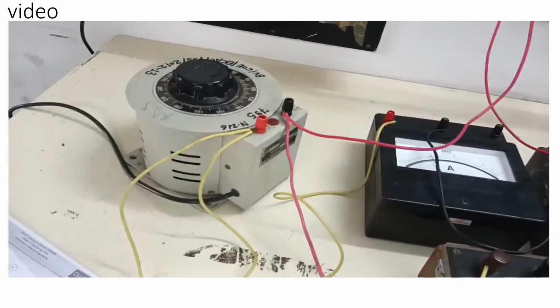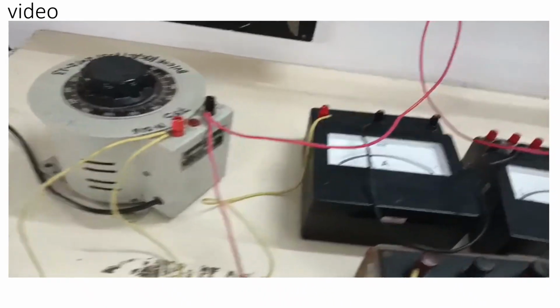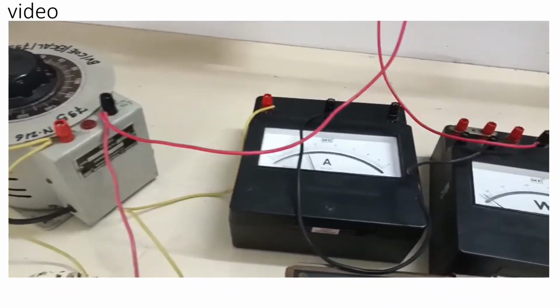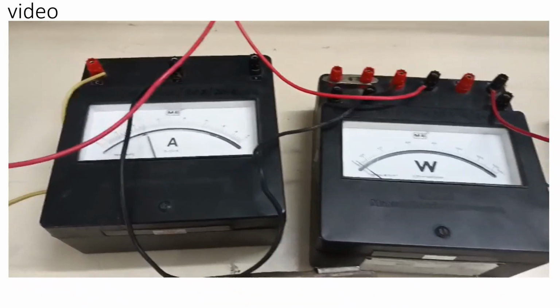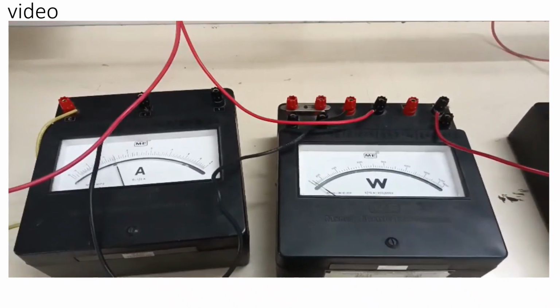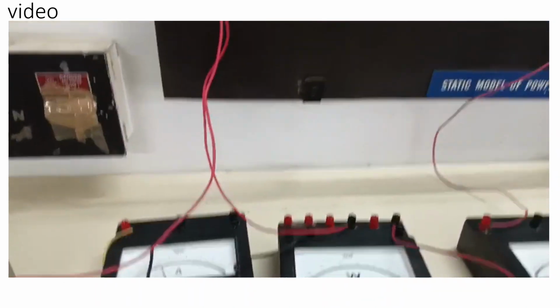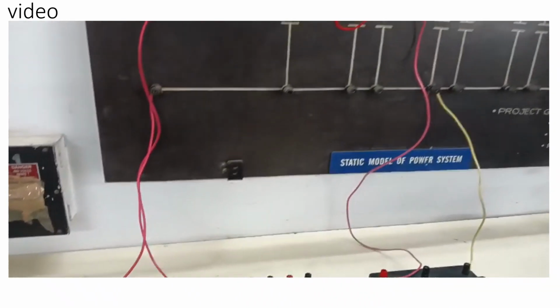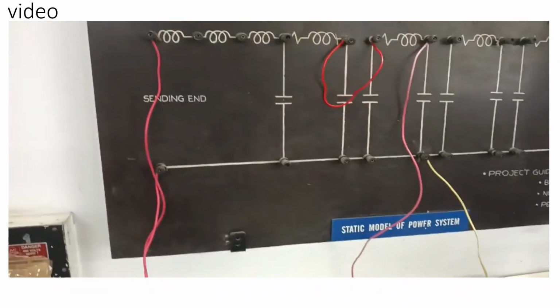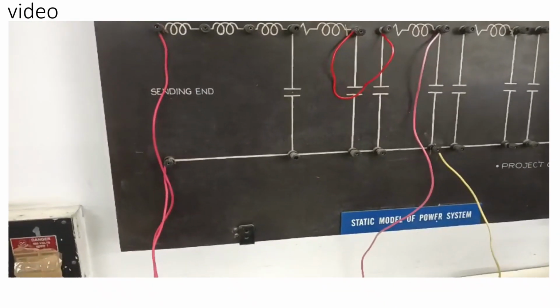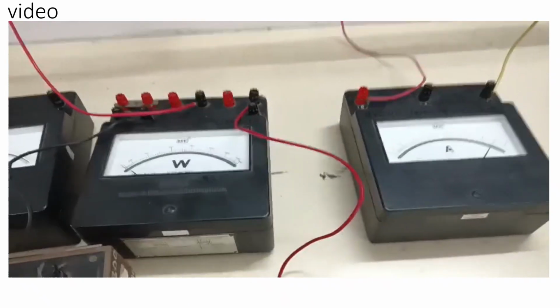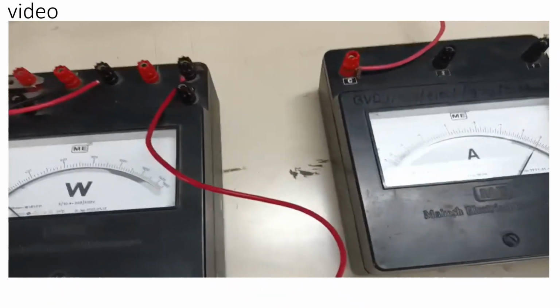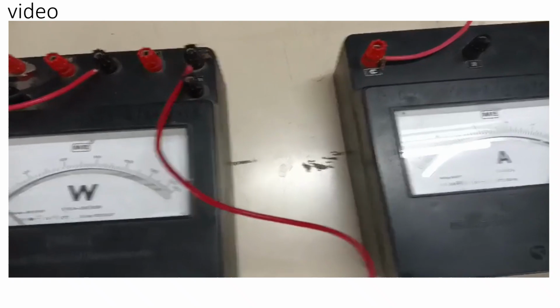These are the dimmer or auto transformer connections. Then the AC ammeter is connected in series with the dimmer. The wattmeter has the M, L, C and V connection terminals. Then these are the sending end parameters. These are the receiving end parameters. I have made this connection for the receiving end shorted. So the receiving end is shorted through the AC ammeter.